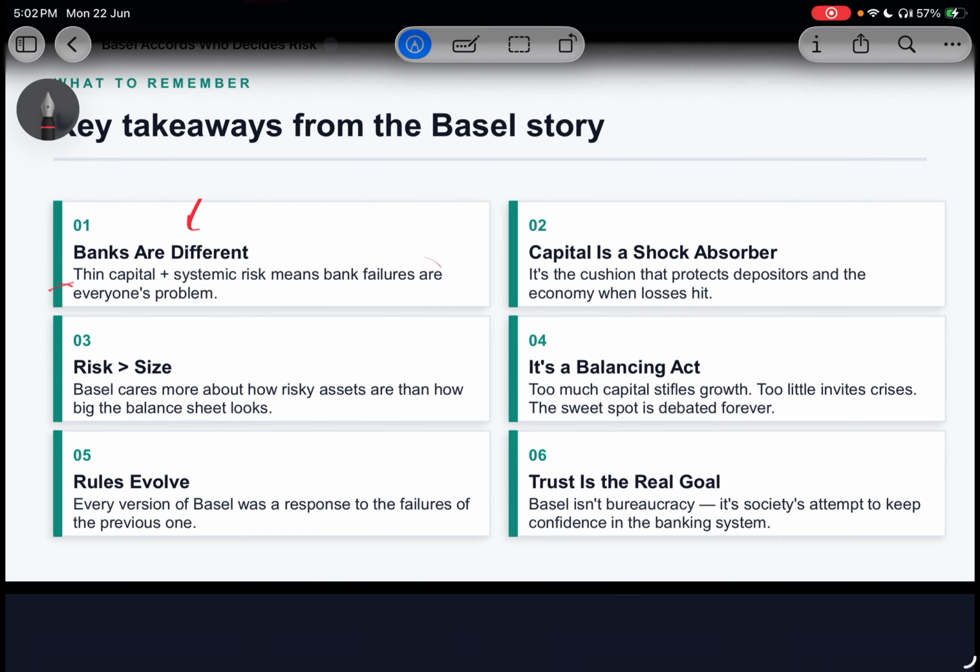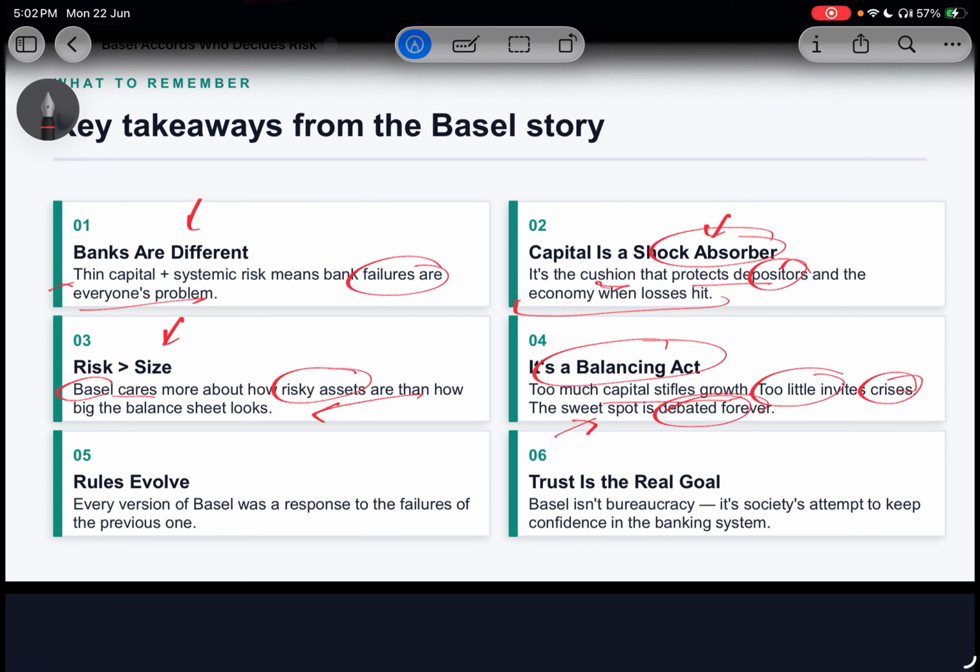Thin capital but systemic risk means bank failures are everyone's problem. Capital is a shock absorber. It is basically the cushion that protects the depositors and the economy when the losses actually hit. When risk is greater than the size, Basel cares more about how risky the assets are and how big the balance sheet looks. It's basically a balancing act. Too much capital stifles growth, too little invites a crisis, and the sweet spot is debated forever.